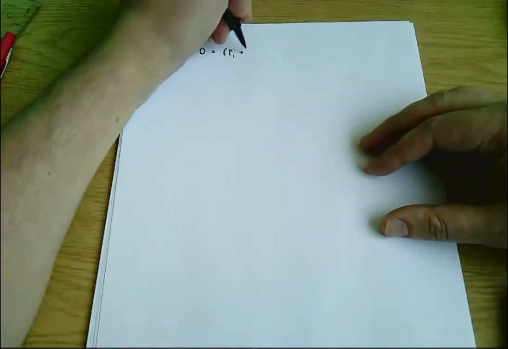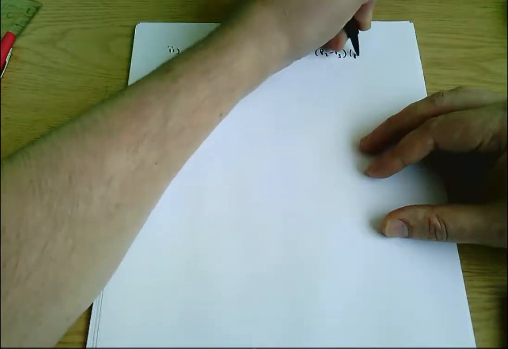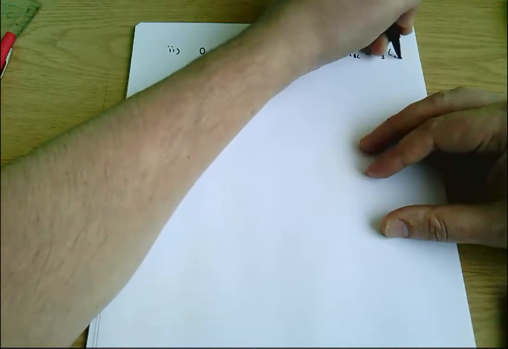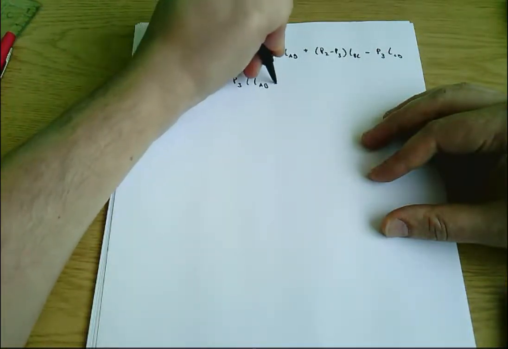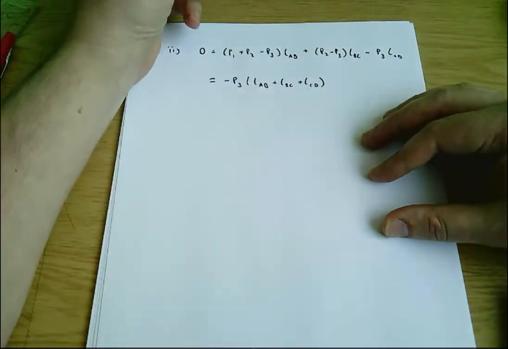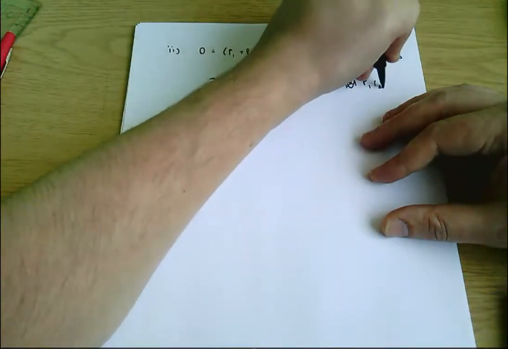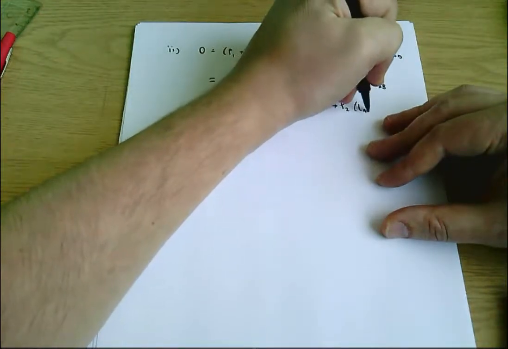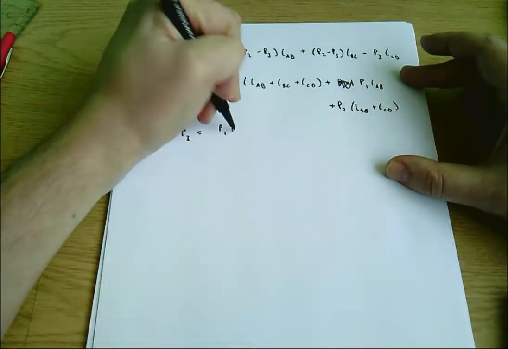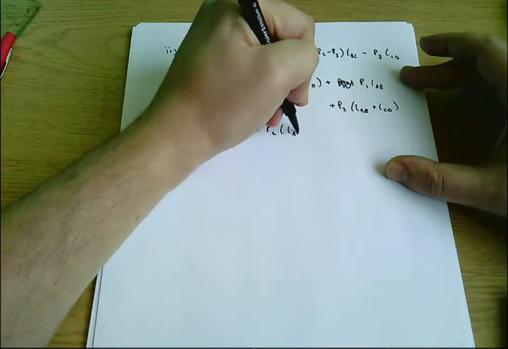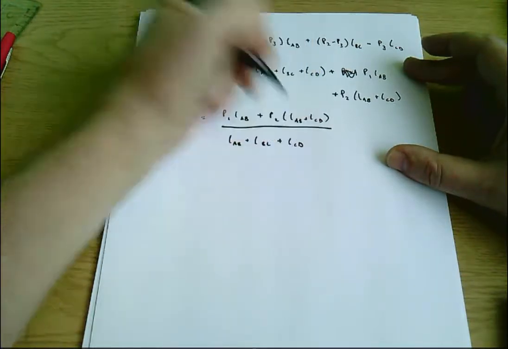And I get P1 plus P2 minus P3 times LAB plus P2 minus P3 times LBC minus P3 times LCD equals minus P3 times the whole lot, LAB plus LBC plus LCD, plus, let's group my terms together, P1 LAB plus P2 times LAB plus LCD. And therefore P3 equals P1 LAB plus P2 times LAB plus LCD over LAB plus LBC plus LCD, rearranging all of that.